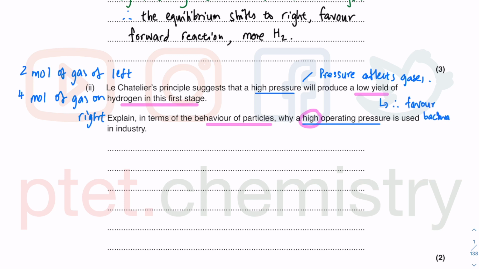But why in the world do we still use high pressure? Why in the world do we do that? This question is about rate. Rate is about how fast. So, despite this, explain in terms of the behavior of particles.